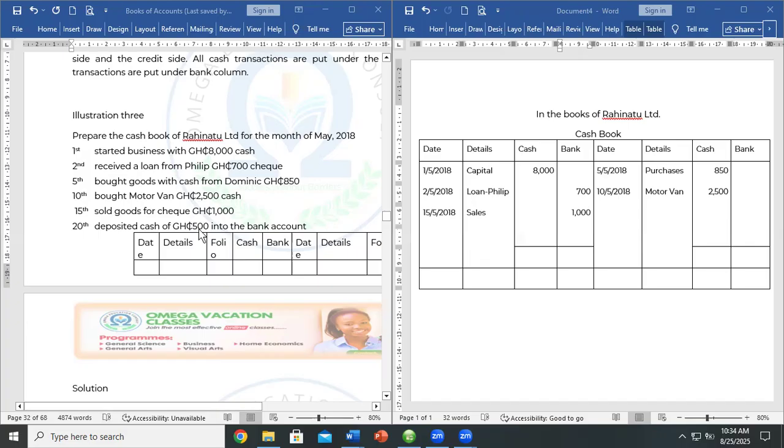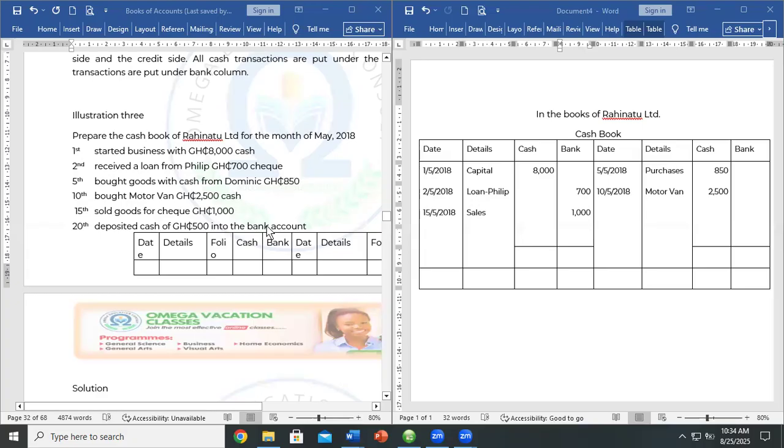Because here bank is receiving, and I have indicated to you that with cash and bank, when you are receiving, you debit, and when you are paying, you credit. So technically, cash is making payment into bank. That's why we are crediting cash and we debit the bank. So look at how this is recorded in the cash book.